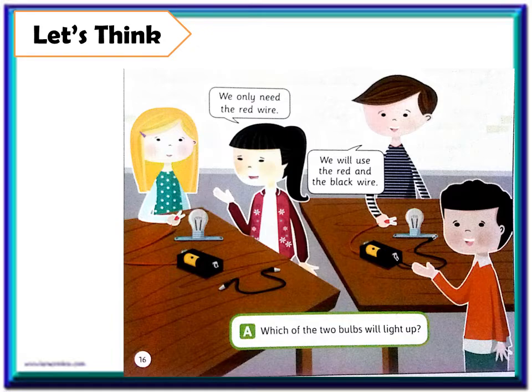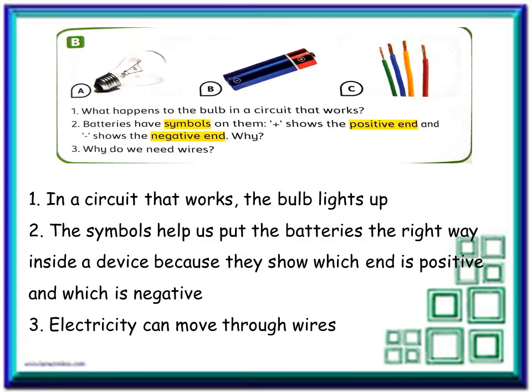Okay, next. I have three pictures and three questions. What happens to the bulb in a circuit that works? Battery have symbol on them. Plus show the positive end and negative show the negative end. Why do we need wires? And the answer is in a circuit that works, the bulb light up.